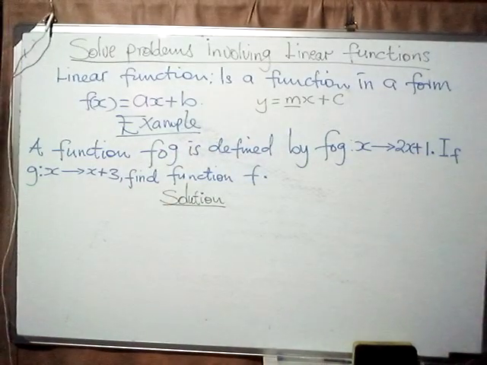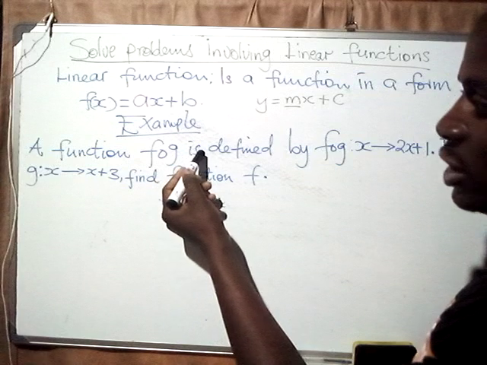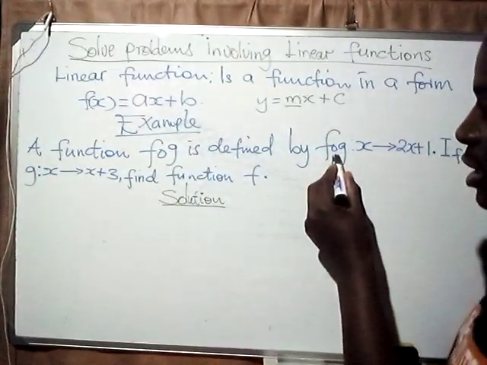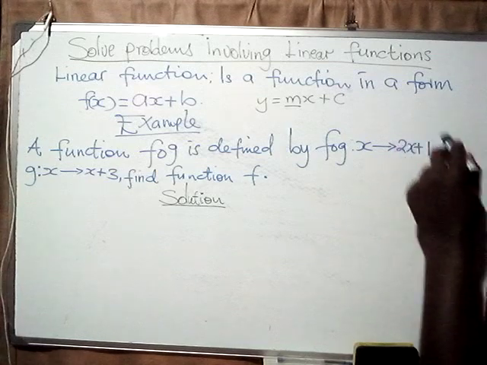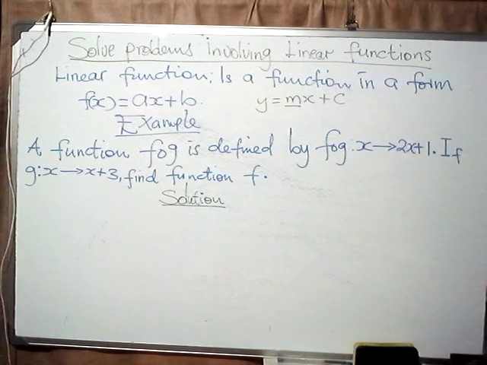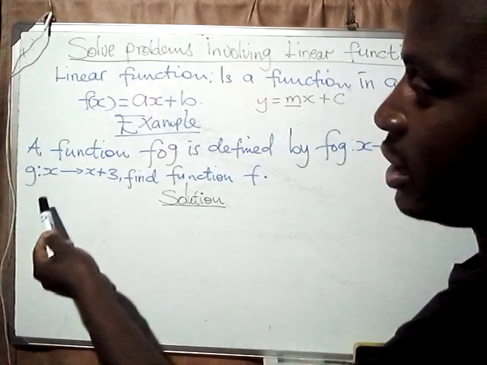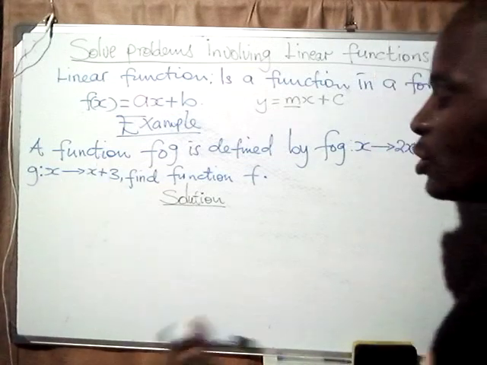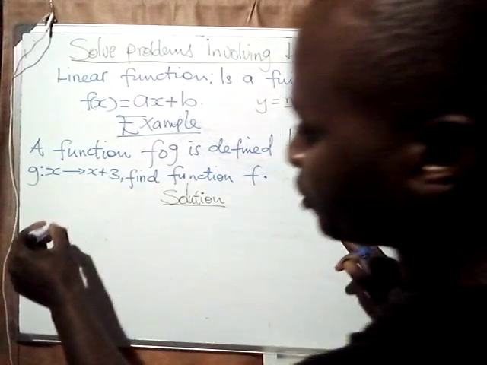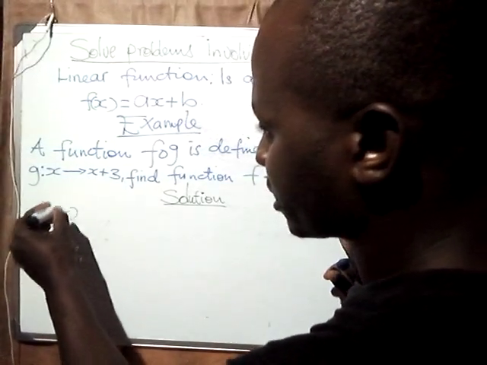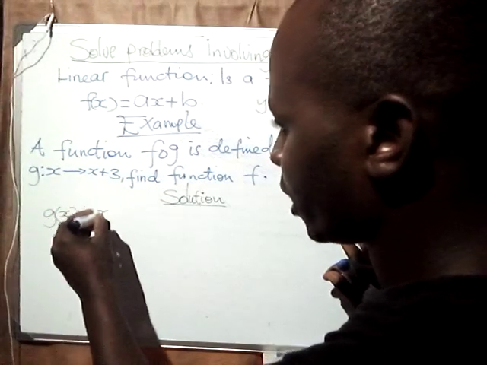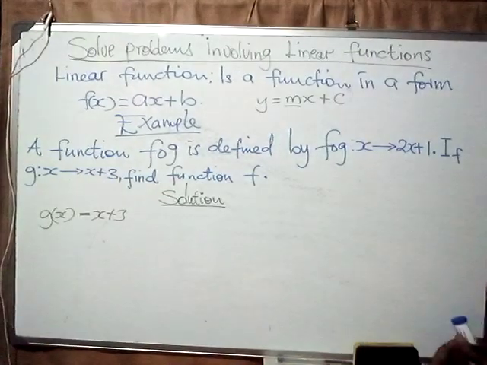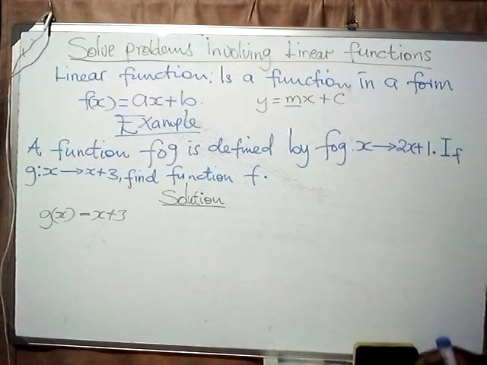We have an example. A function f of g is defined by f of g of x is 2x plus 1. If g of x is equal to x plus 3, that is what we have. Let us find the function f.